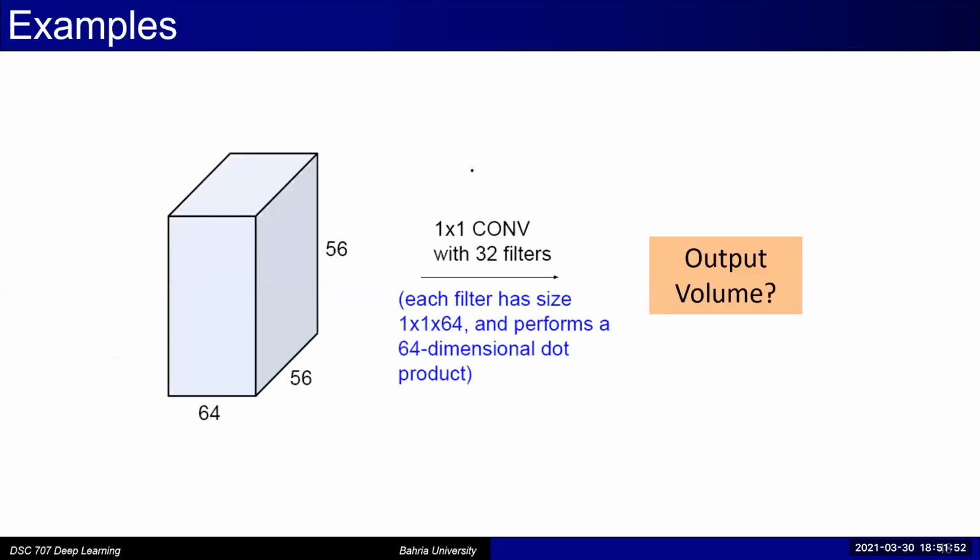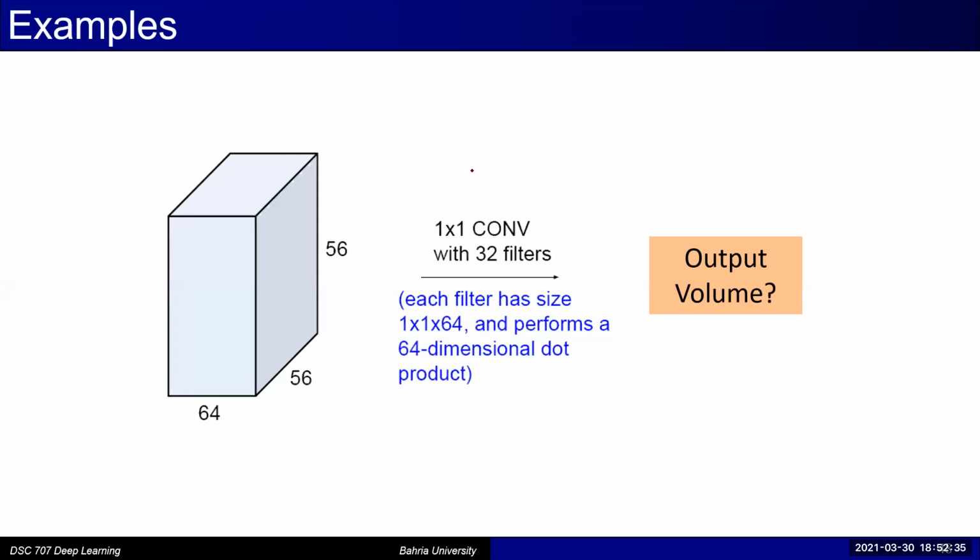Now one more example. Suppose you have an input of 56 cross 56 cross 64, okay? And we are doing convolution with a 1 by 1 filter. Now this 1 by 1 filter may sound strange to you, but we'll see in detail. There's a very famous architecture called GoogleNet, which uses this 1 by 1 convolution. Why we actually use it, we'll discuss later. For the time being, you can just treat it as a numerical problem. You have the information that the filter size is 1 by 1 and there are 32 such filters. So what would be the size of the output volume, right?